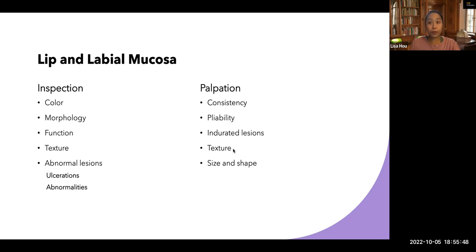So when you're first looking at it on inspection, we're looking at the color of the lips and the labial mucosa, the morphology, function, texture. You're going to be pressing on it a little bit. If there's anything abnormal, any lesions such as ulcerations, anatomic or developmental abnormalities such as a cleft lip, double lip, lip pit, or even a short lip. You're going to be looking for consistency, the pliability, if there are any indurated lesions, as well as glandular involvement, the texture of the lip, and the size and the shape of the lip must also be examined.